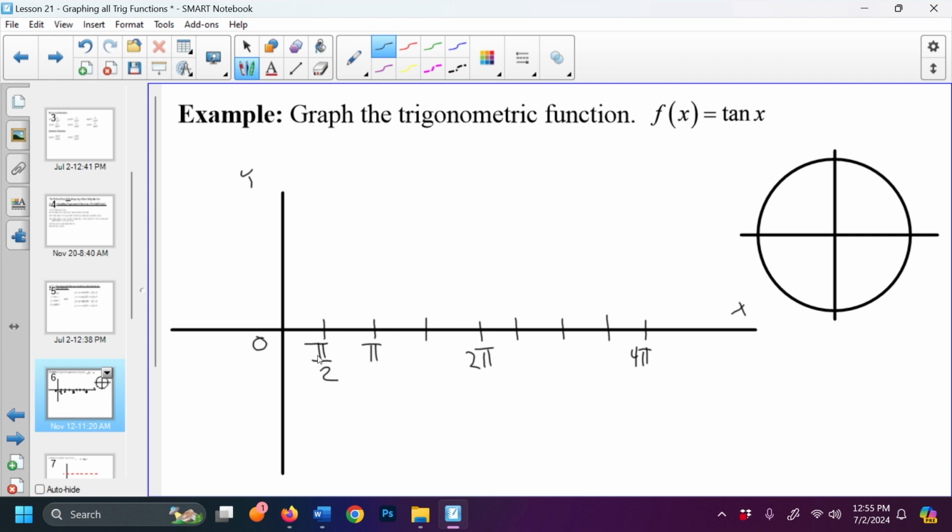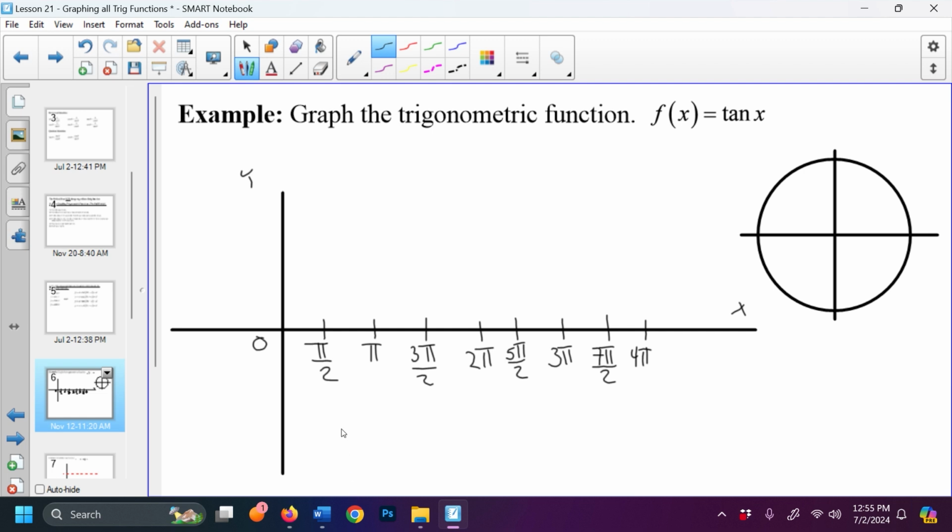So I've got 1 pi over 2, 2 pi over 2, 3 pi over 2, 4 pi over 2 reduces down to 2 pi, 5 pi over 2, 6 pi over 2 reduces down to 3 pi, and 7 pi over 2 does not reduce. 8 pi over 2 is 4 pi.